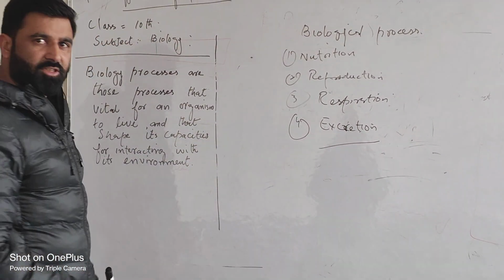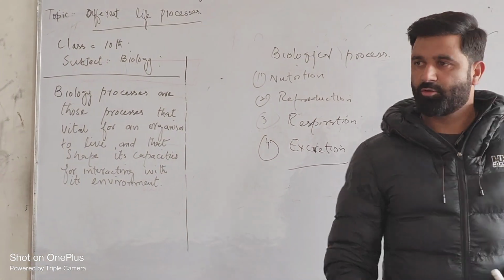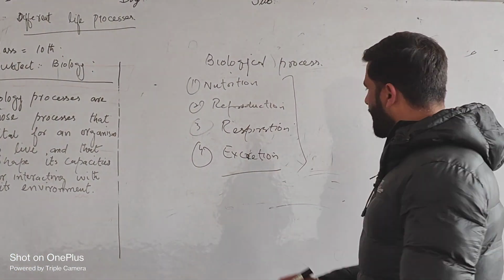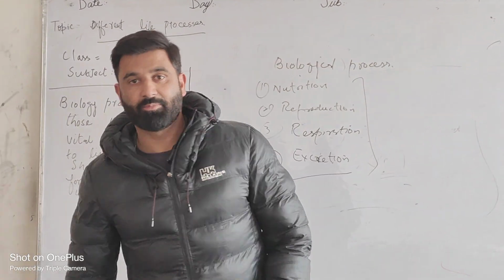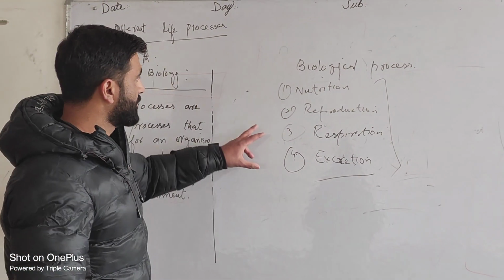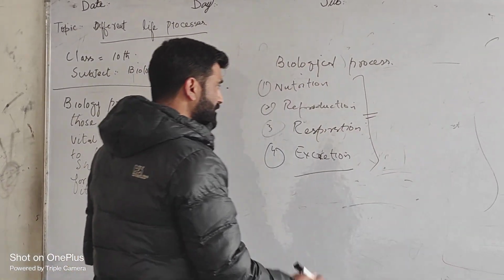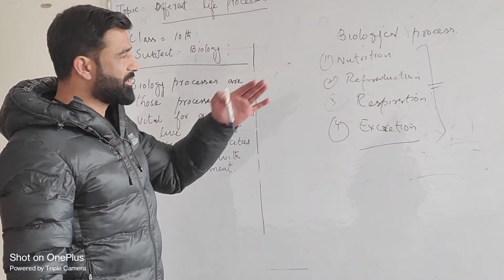Now all these processes are very vital for the survival of an organism. So when all these processes take place in a coordinated manner, the survival of the organism takes place. So now we will discuss here one by one. First of all, we will discuss nutrition.